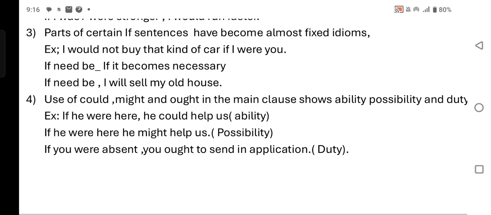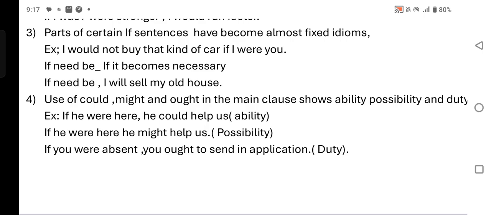Next example, if he were here, he might help us. May past for might. Possibility. If he were here, he might help us. Possibility. Last example, if you were absent, you ought to send in an application. Duty. These are some examples. Use of conditional sentences.